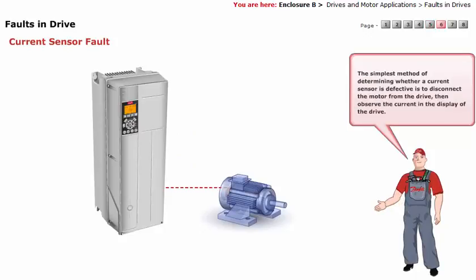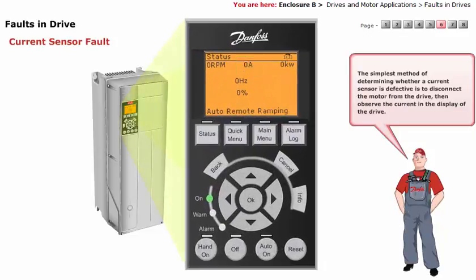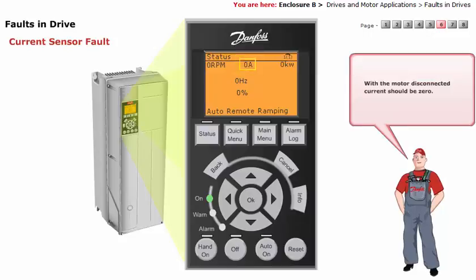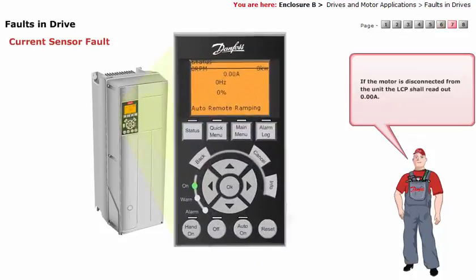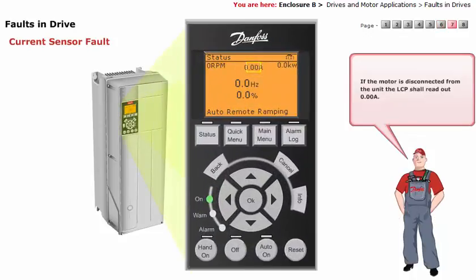The simplest method of determining whether a current sensor is defective is to disconnect the motor from the drive, then observe the current in the display of the drive. With the motor disconnected, current should be 0. If the motor is disconnected from the unit, the LCP shall read out 0.00 amps. If anything else is shown, this indicates a defective current sensor.